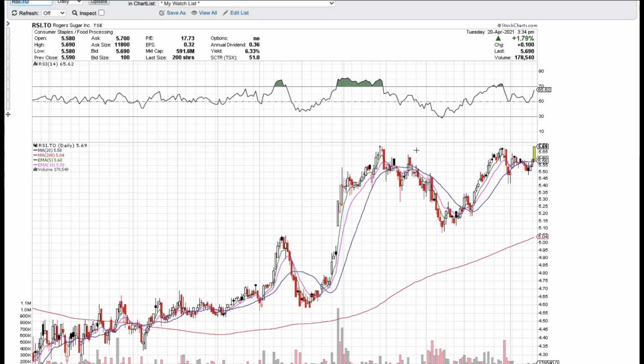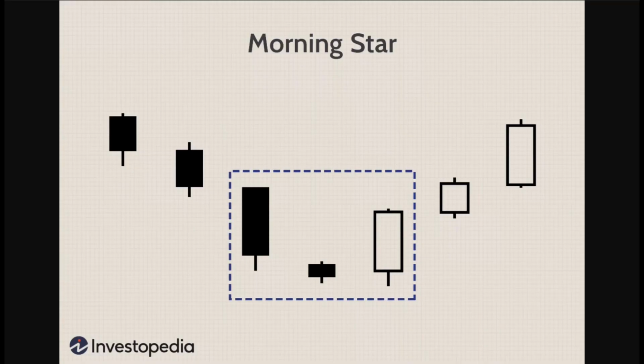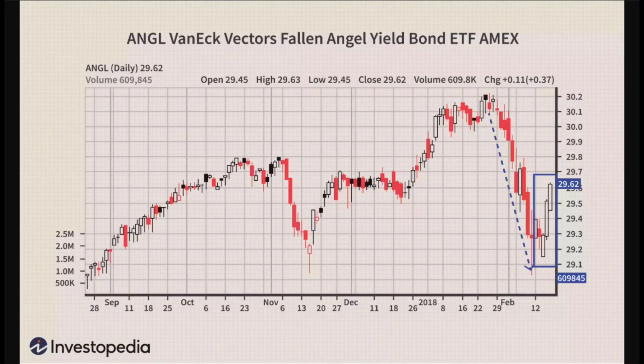So I hope that was helpful. Once again, it was the Morningstar, the Bullish Harami, and the 3 white soldiers. These are bullish candlestick patterns that you can use with other indicators to help you find good entry points into a trade or investment.